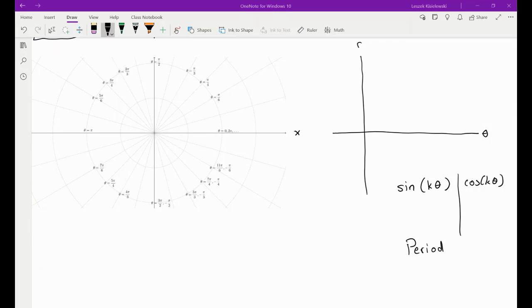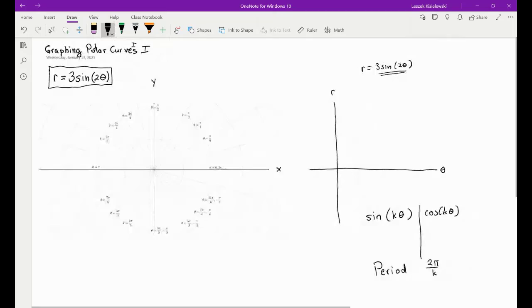Isn't it like 2 pi over k? Yes. So the period is the basic period of a sine or cosine divided by that number k. So here we can anticipate that the period of this function is 2 pi divided by k, or 2. So it's pi.